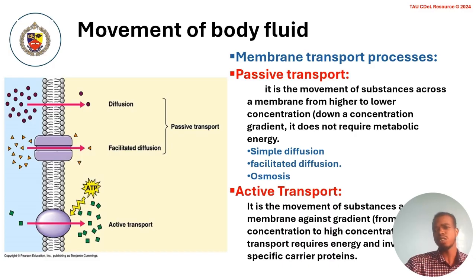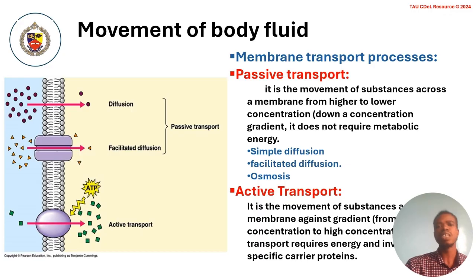The passive transport does not make use of energy. This is the movement of substances across the membrane from higher to lower concentration. That is, it is going down the concentration gradient, in line with the concentration gradient. We have examples like simple diffusion, facilitated diffusion, and likewise osmosis. We all know what diffusion is: the movement of molecules from a region of higher concentration to lower concentration until they are evenly distributed, while osmosis is through a semi-permeable membrane.